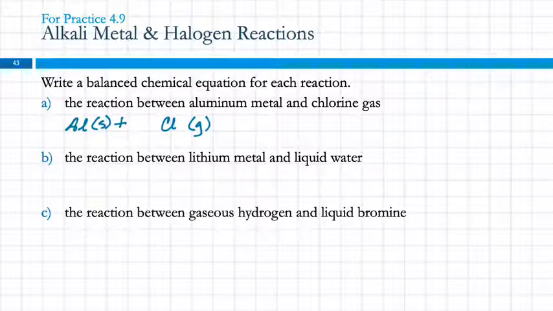Is it a diatomic element? Yeah, it is. So Cl2. And what do those form? Well, this is a metal and a non-metal. What kind of compound would that be? It'd be ionic. So what's the charge on an aluminum ion? +3 because it's in group 3. And what's the charge on a chloride ion? -1. And so from their charges, I predict that the formula is AlCl3.